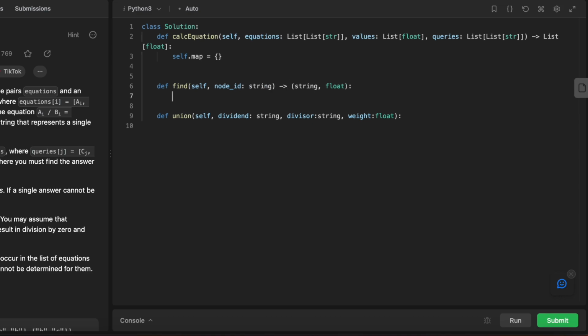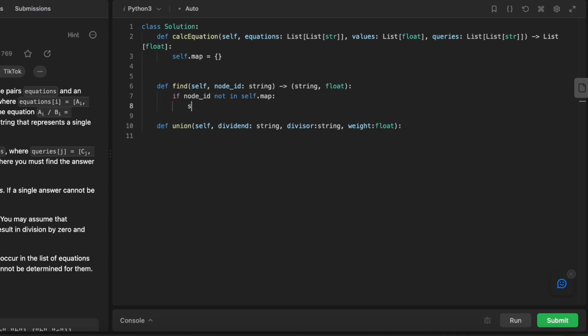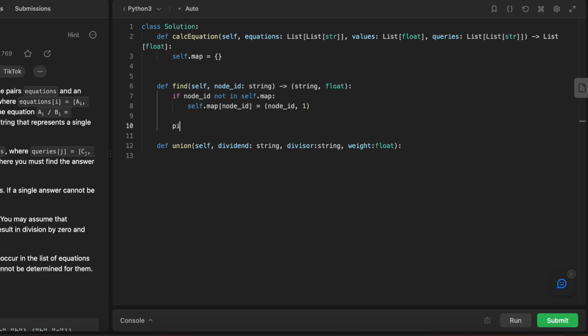First, we want to check if the node key is already in the map. If the node doesn't exist in the map, then we will initialize a tuple. It means this node ID points to itself: the parent of the node ID is itself, with 1 as the weight. Now let's have P: PID, meaning the parent ID, and the weight or multiplier.